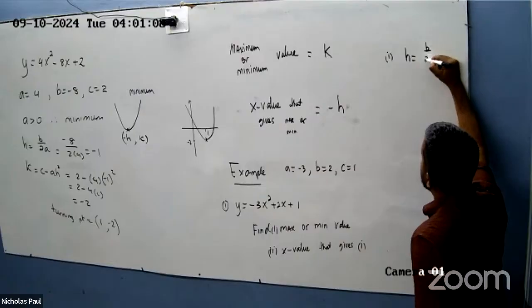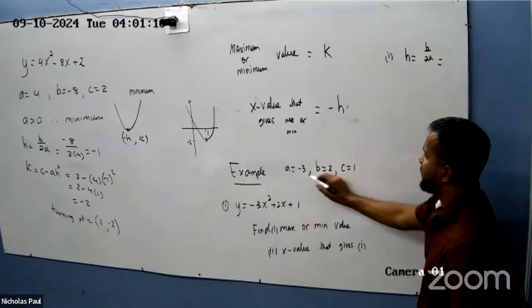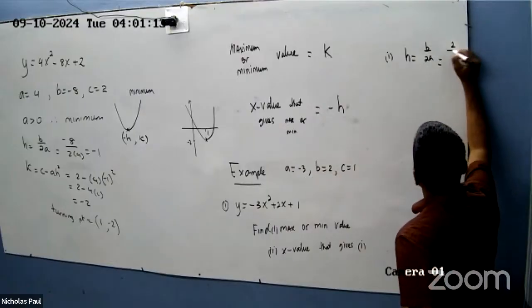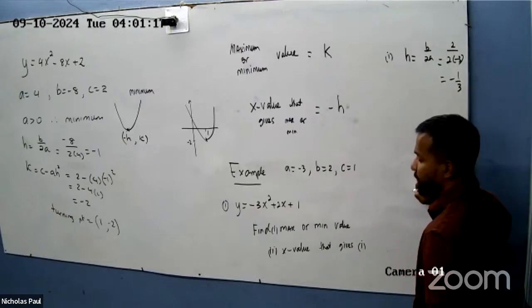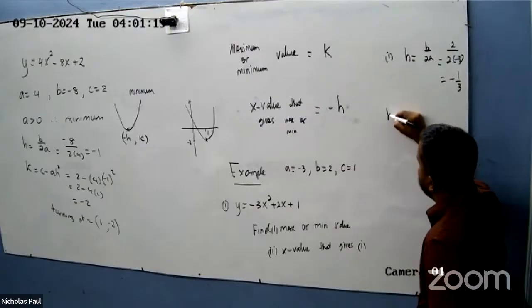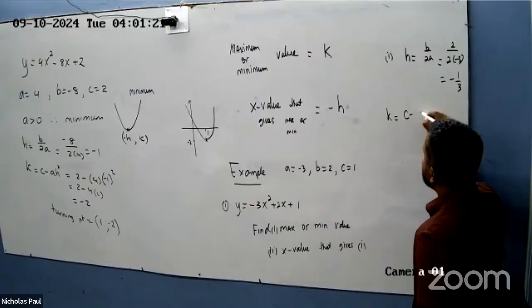H is B on 2A. B is 2, A is -3. So that's 2 over 2 times -3, which is -1/3. Then they want us to get K.